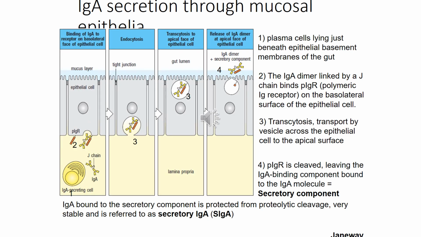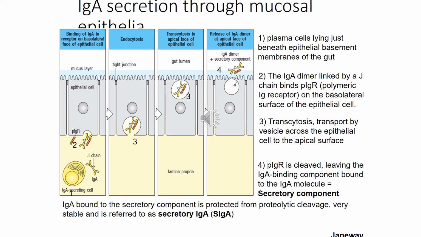So another important part of the immune system on the epithelial barrier is the IgA. And IgA is produced by IgA-secreting plasma cells, which sit just under the epithelial membrane in the lamina propria. And once the IgA is produced, it will bind the polymeric Ig receptor on the basolateral surface of the epithelial cell. Then there is a vesicle created, and the antibodies are transported actively in vesicles from the basal side to the apical side. This process is called transcytosis.